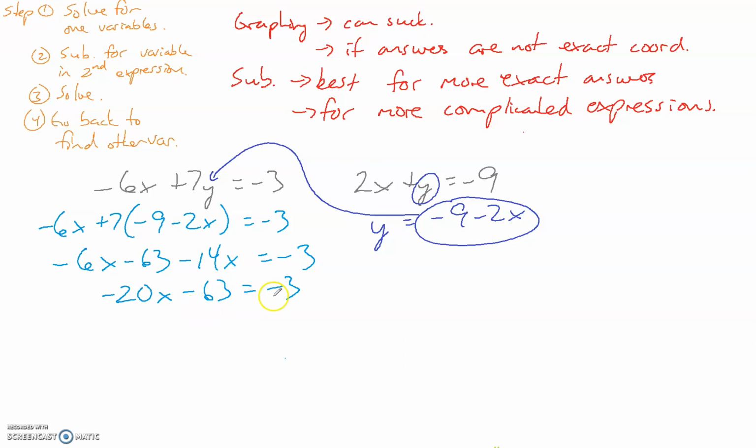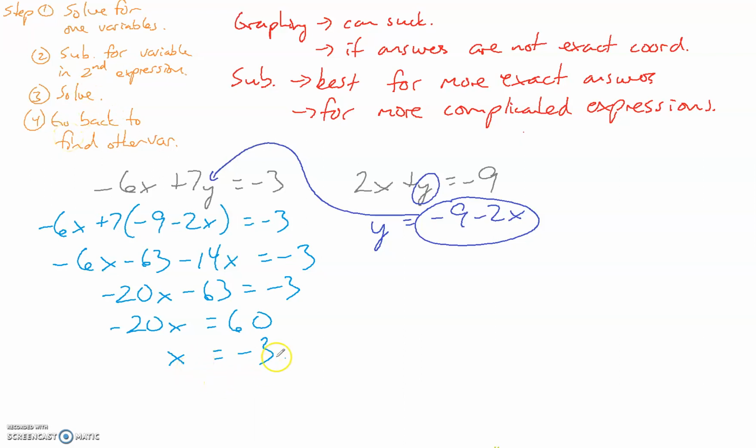All right, so I'm going to add 63 to both sides. So the negative 20x is going to be equal to 60. And then I will divide by negative 20, and I've got x is equal to negative 3. Okay, all right, so I've taken care of that. So now I've solved for x, and I can go back to find the other variable.